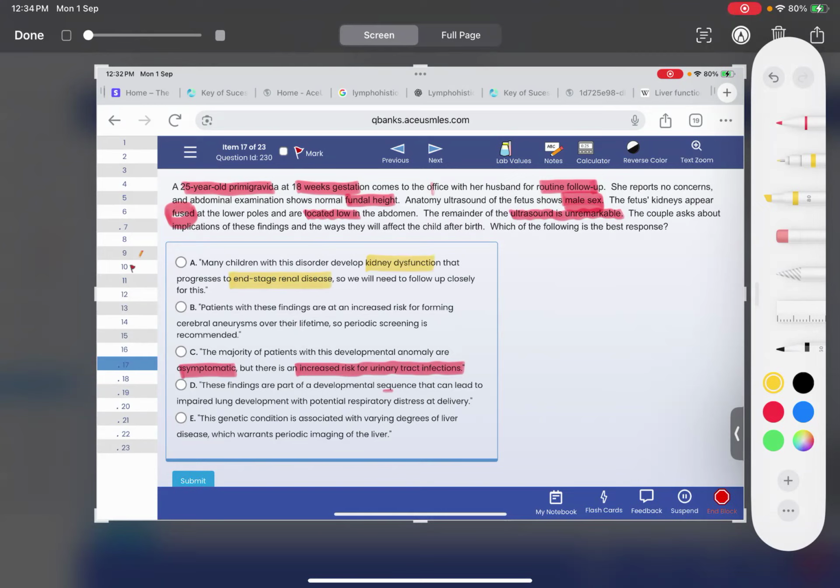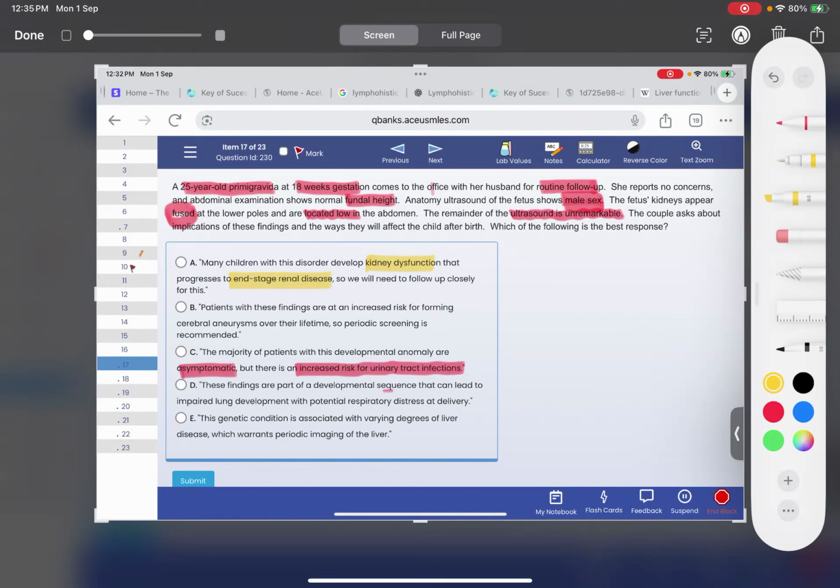I was thinking horseshoe kidney has an association with increased risk of renal cancer. Yes, it does. We have that increased risk. But we do not have dysfunctional kidney. So dysfunctional kidney or end-stage renal disease is not the ultimate consequence of the horseshoe kidney. But what is option A saying?